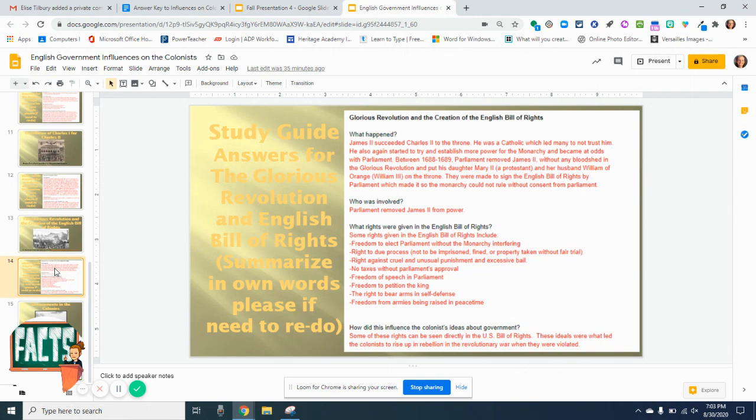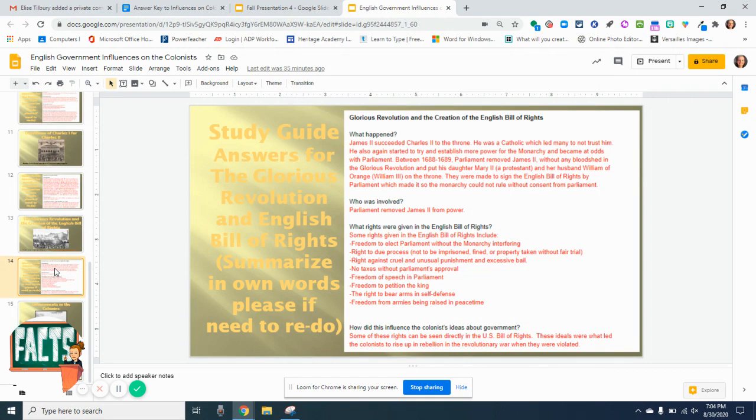They were made to sign the English Bill of Rights by Parliament, which made it so the monarchy could not rule without the consent of Parliament. This was another huge step that directly influenced the colonists' ideas and directly led to our own Bill of Rights. In fact, many of the rights found in our Bill of Rights can be found directly in the English Bill of Rights. So what are some of the rights given in the English Bill of Rights?